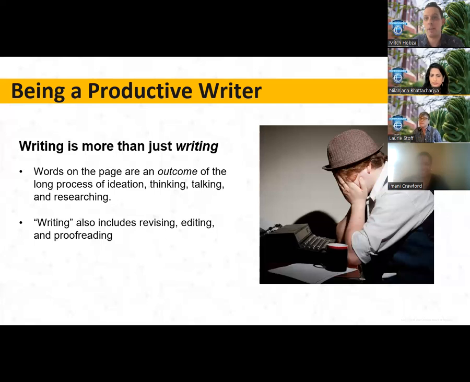And so how we're going to think about writing is that the words on the page are the outcome of what you're doing, but it takes a lot of work to get there, right? You have to think about what you're going to write. You have to talk with someone else about it. You have to conduct research. So writing isn't just the outcome, the product, but it also includes a process. And that process includes brainstorming, revising, editing, proofreading, and drafting.